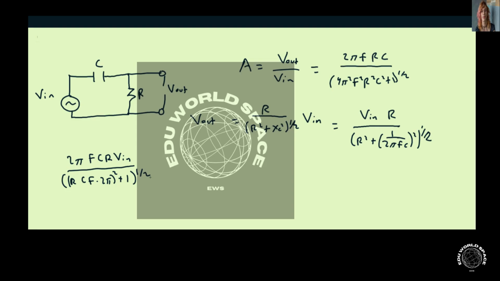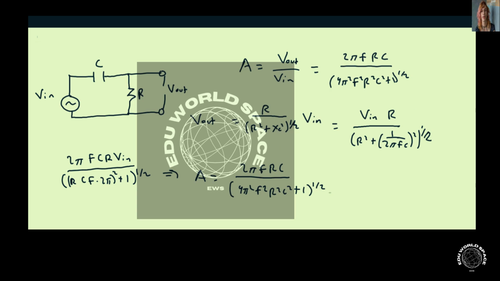So now we simply divide this in the denominator of V output. So we take V output and divide it by this expression, and we finally show that A is equal to 2 pi FRC over the square root of 4 pi squared, frequency squared, resistance squared, capacitance squared, plus 1. Great, so we've successfully shown that the attenuation is given by the expression we expected.